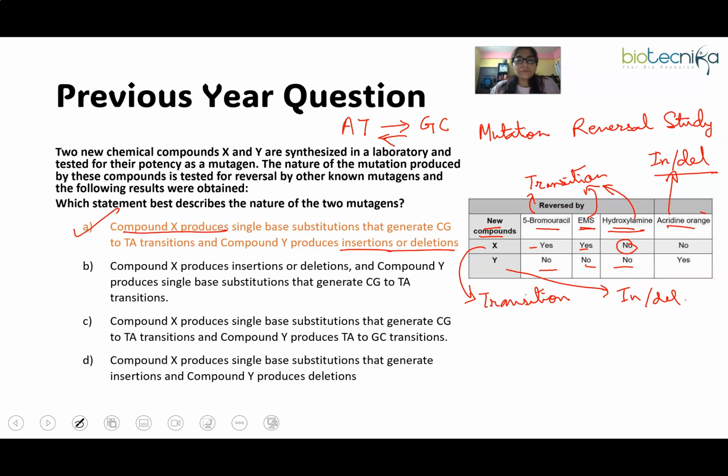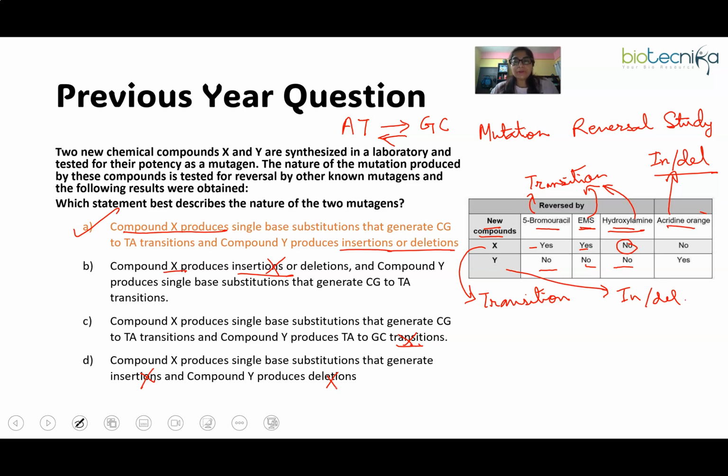All other options, if you see: one says X is causing insertion or deletion, not possible. Another says X produces single base substitution and Y also produces transition, not possible. Another says compound X produces single base substitutions and generates insertion. So X is causing insertion according to this option D, which is not true, and Y is producing deletion, not true. So the answer is option 1.